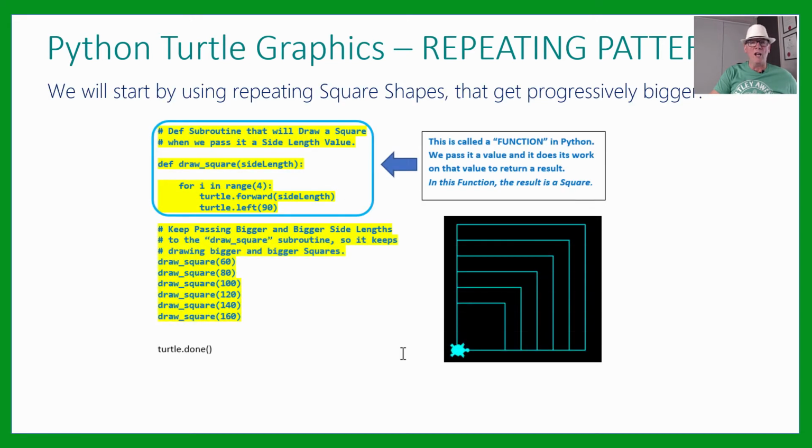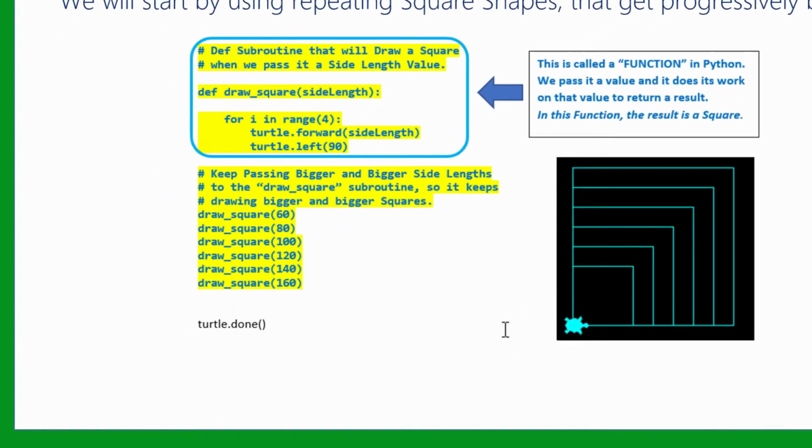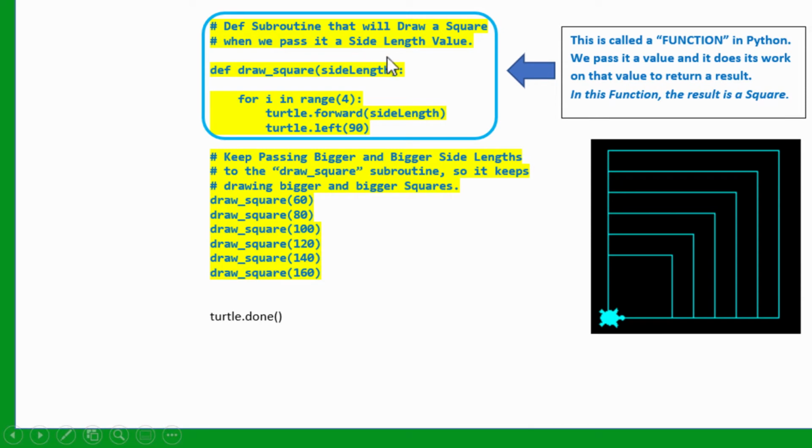All right, now the idea is we're going to make these progressively bigger kind of shapes, and that forms the pattern, the repeating pattern. And we're going to do a thing called a function. So what we've got here is we're doing this for I in range 4 and turning left 90. So that should be pretty familiar by now that that's going to draw a square. But instead of saying turtle forward 60 or turtle forward 80 or turtle forward 100, what we've done is we've just got turtle forward and use a side length value, okay? And the side length value is going to get passed in as part of the procedure.